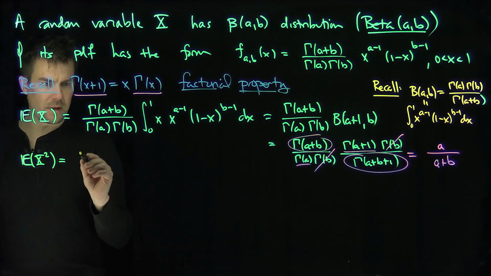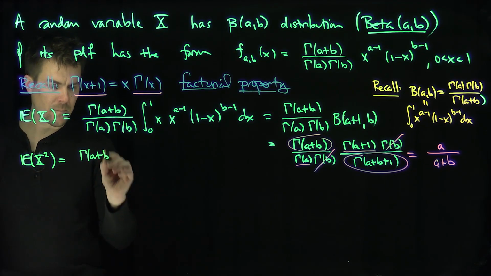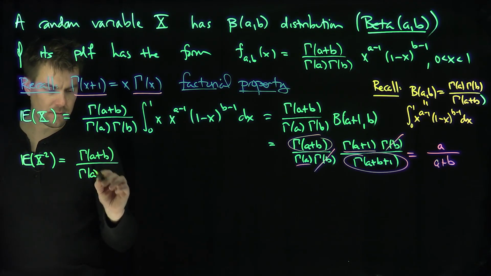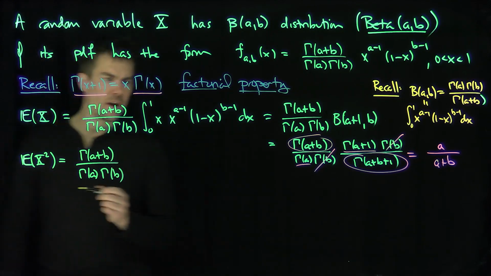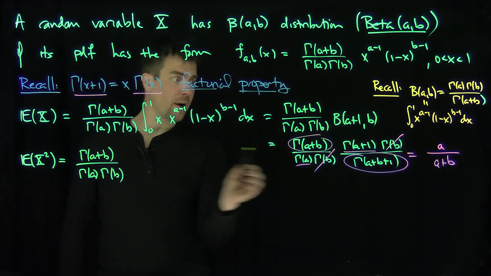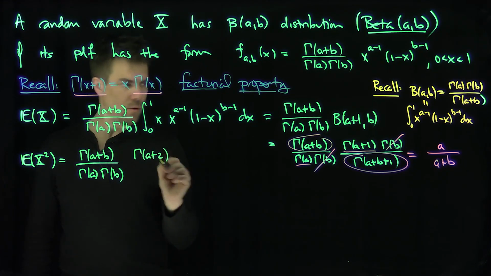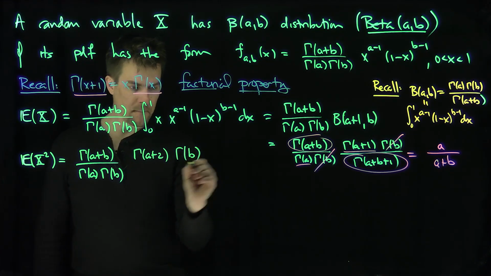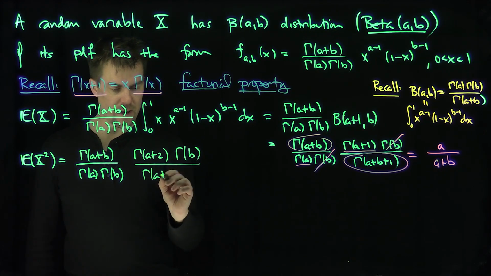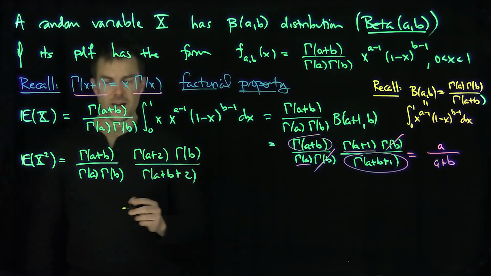And what will this be? This is going to be gamma of a plus b over gamma of a, gamma of b. And then let's figure out what I have over here. I put an x squared, so it corresponds to an a plus 2, right? So that's going to be gamma of a plus 2, gamma of b, over gamma of a plus b plus 2.